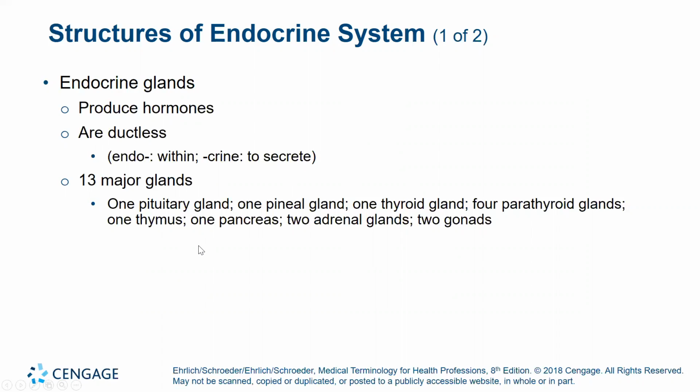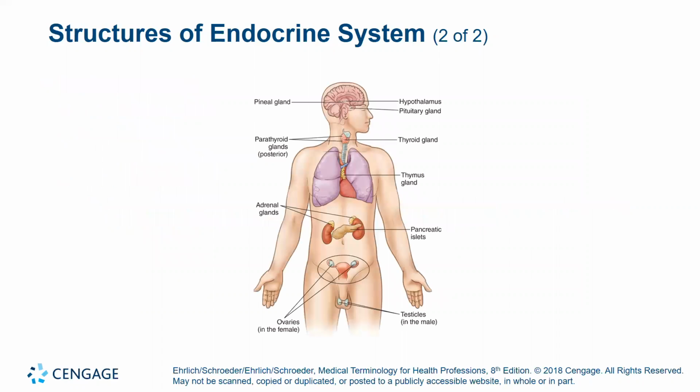There are 13 major glands: 1 pituitary gland, 1 pineal gland, 1 thyroid gland, 4 parathyroid glands, 1 thymus, 1 pancreas, 2 adrenal glands, and 2 gonads. You can see here the structures of the endocrine system. So here's the pineal gland, the hypothalamus, pituitary, thyroid. Here's your parathyroid glands, the thymus gland, adrenal glands of your kidneys, the pancreatic islets, the ovaries in the female, and then the testicles in the male. So these are the structures of the endocrine system.